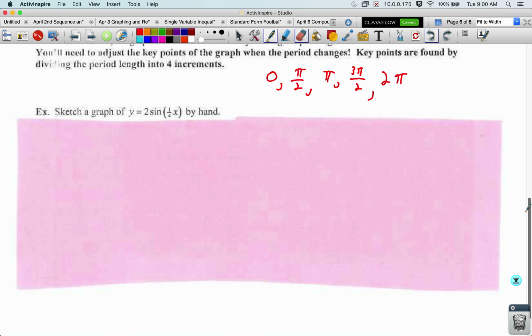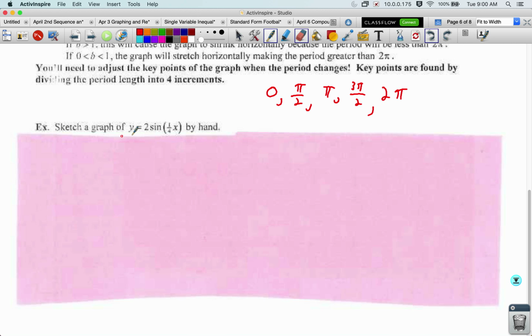Helps you graph. All right, sketch a graph of y equals 2 sine of 1/4 x by hand. So we need to know that the amplitude is now going to be 2, and the period equals 2 pi over b, which equals 2 pi over 1/4, but I copied, flipped that, and I get 8 pi. All right, and then you can divide that into 4 increments.